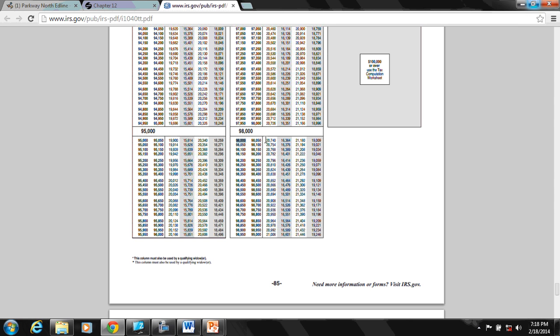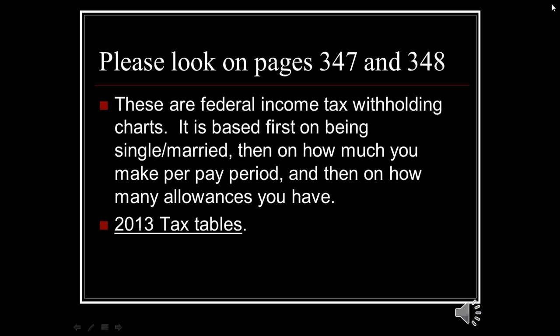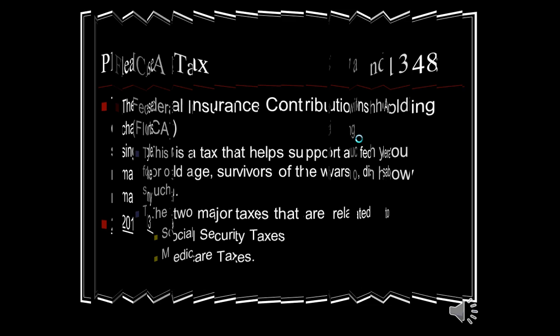Look here, you're single, you roughly have to pay about $21,000 in taxes. So again, it's pretty expensive to be single and not have any allowances. So that just gives you a little bit of an idea about where they come from.